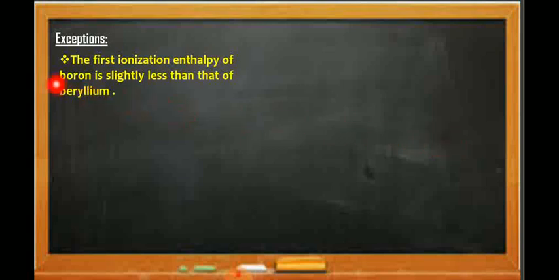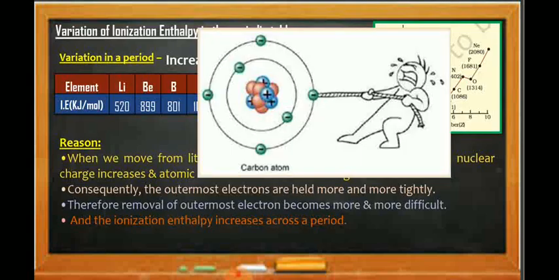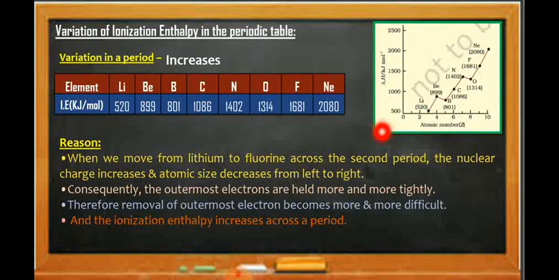First one, the first ionization enthalpy of boron is slightly less than that of beryllium. Look here. The first ionization enthalpy of boron is slightly less than that of beryllium. So boron should have been higher than 899, but boron has a lower ionization enthalpy than beryllium.